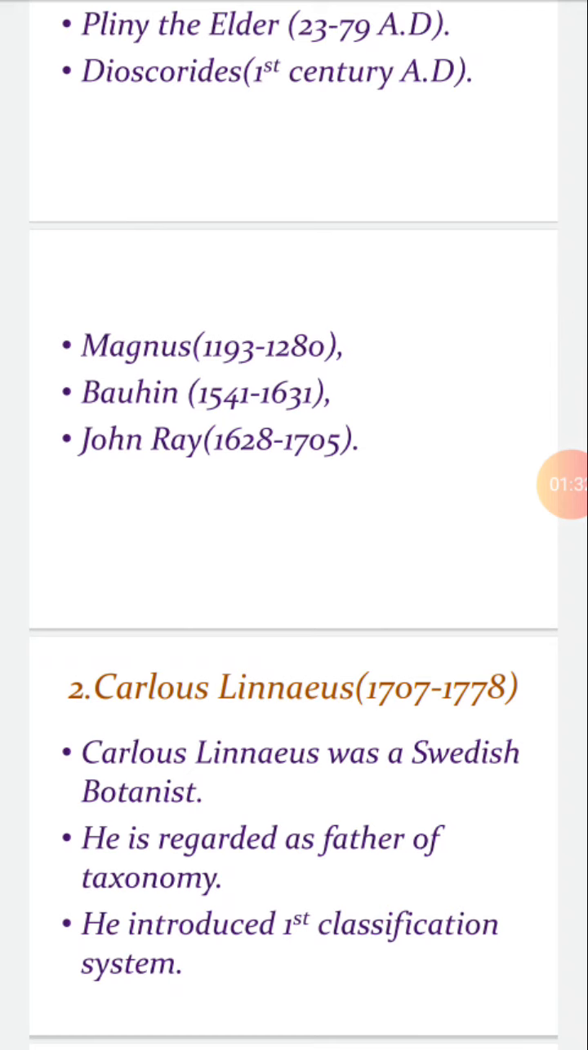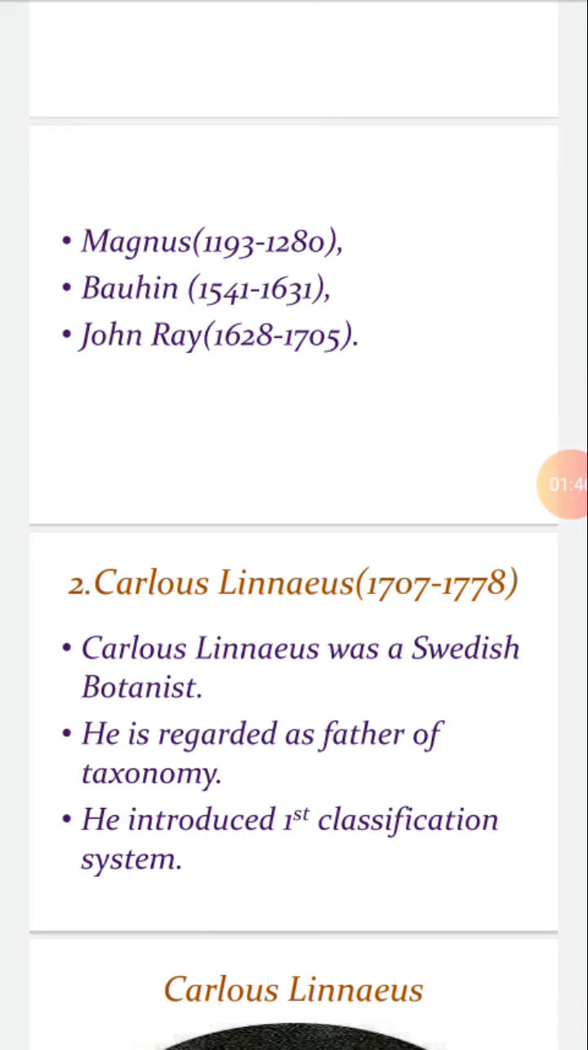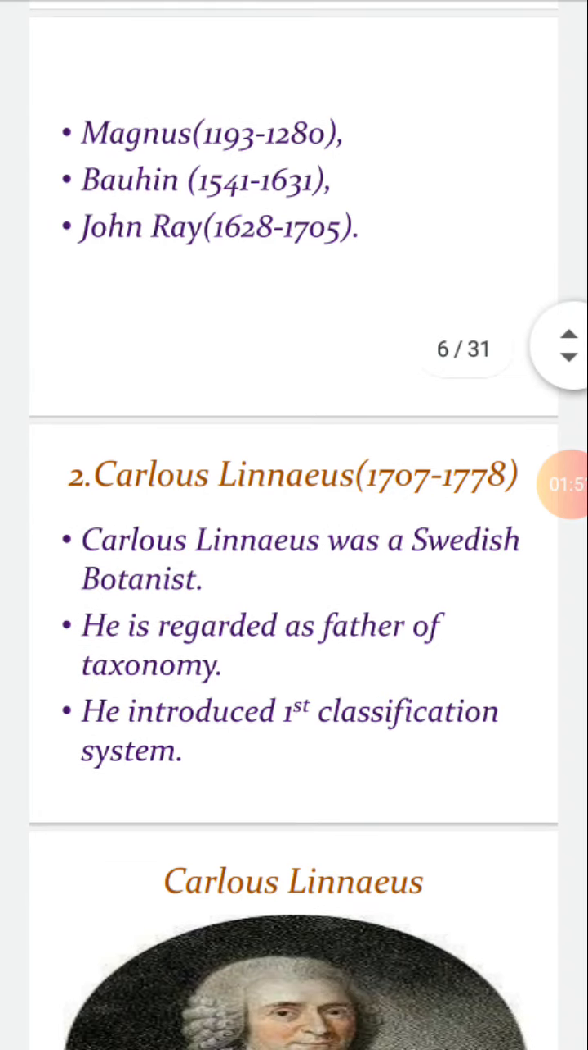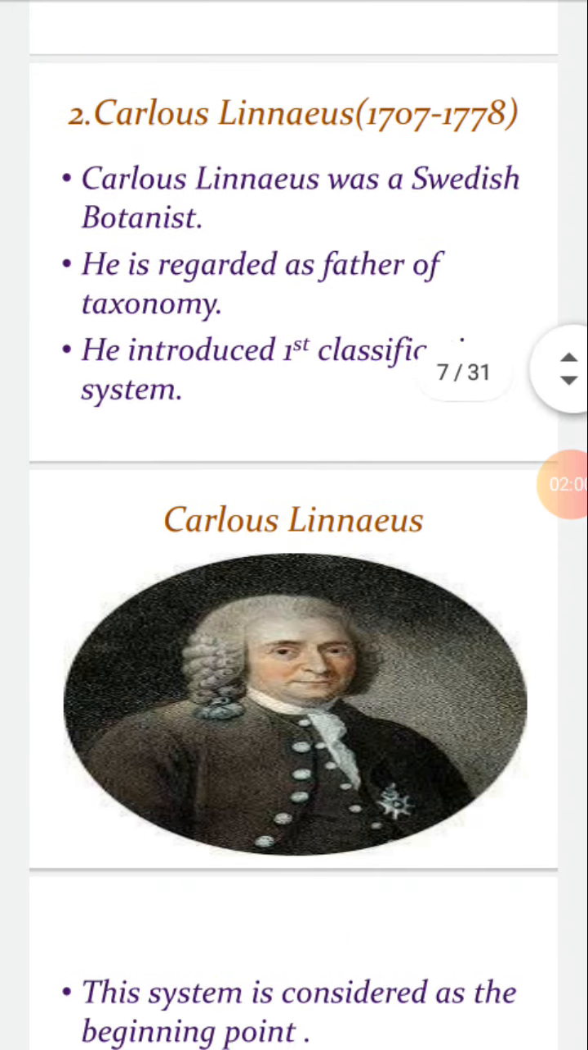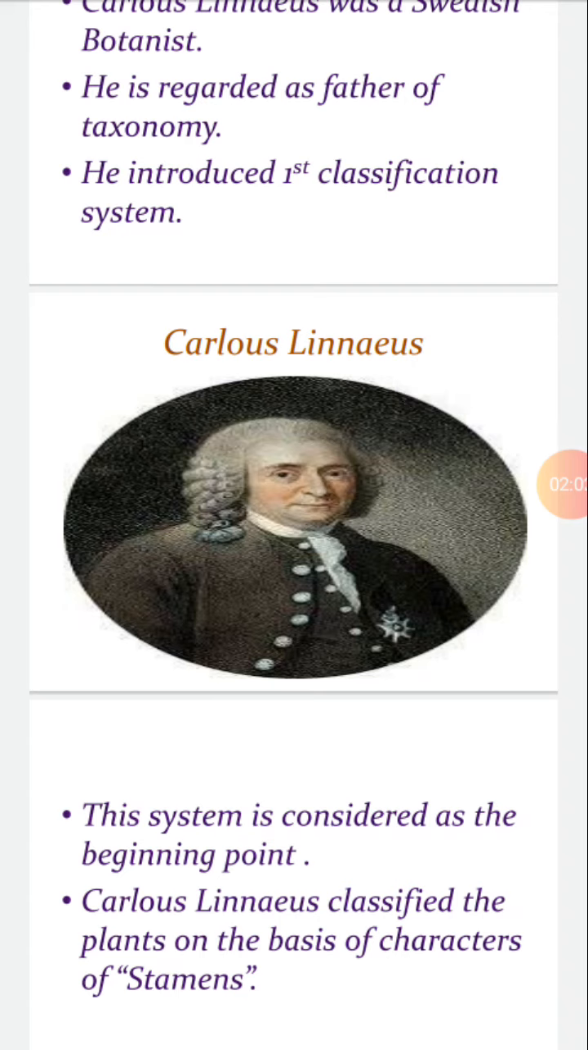Second, Carl Linnaeus, the father of taxonomy, 1707 till 1778. He was a Swedish botanist. He is recognized as father of taxonomy. He introduced first classification system, that is naming of organisms. You can see picture of Carl Linnaeus. The system is considered as the beginning point in classification.